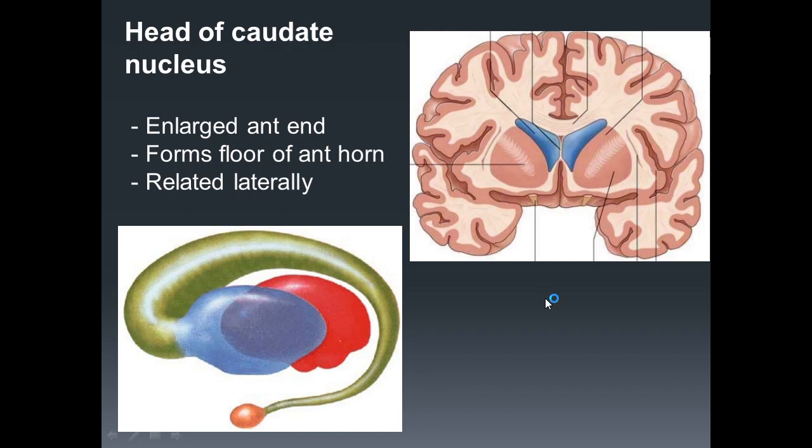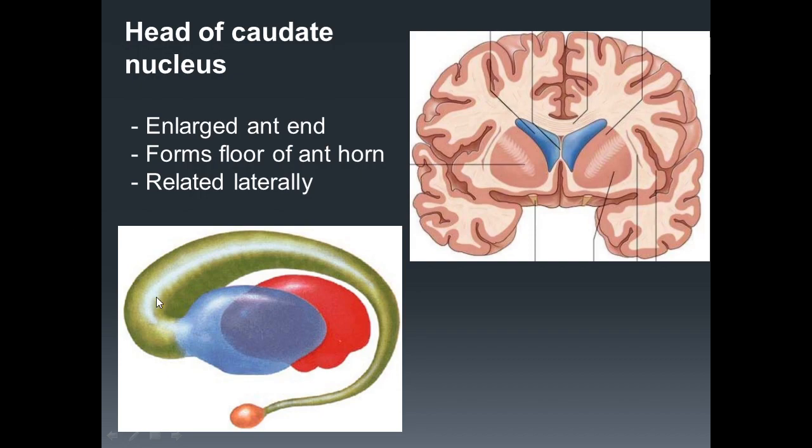Now the head of the caudate nucleus is the enlarged anterior end. Now here in this picture the caudate nucleus is clearly seen. The red colored structure is the thalamus, and this green colored nucleus is the caudate nucleus. So this caudate nucleus surrounds the thalamus.